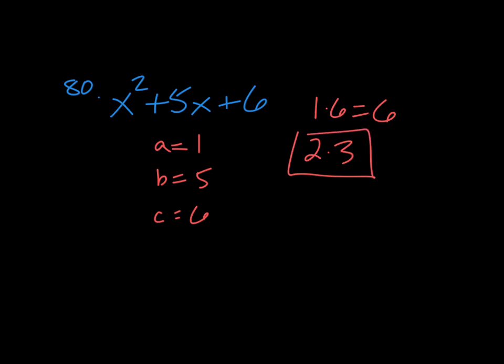So this is the way I do it. We rewrite it: x squared plus 3x plus 2x plus 6. Then you factor it down. Okay, so now I'm going to stop real quick, and then everyone look at 93 and 95.